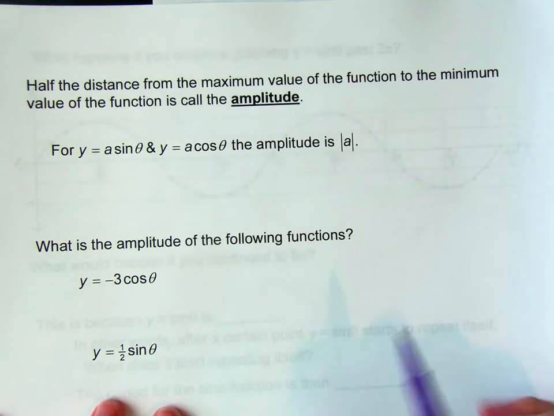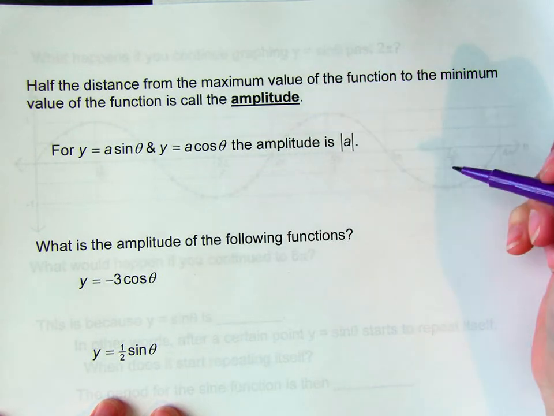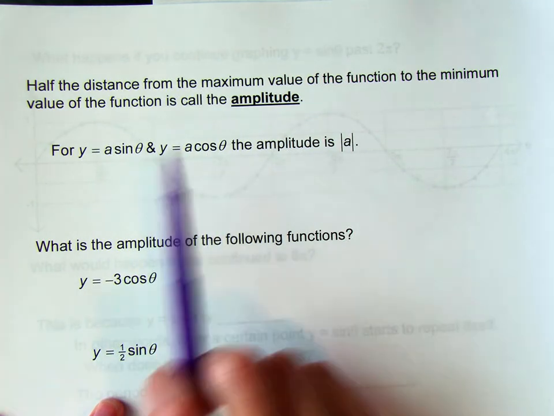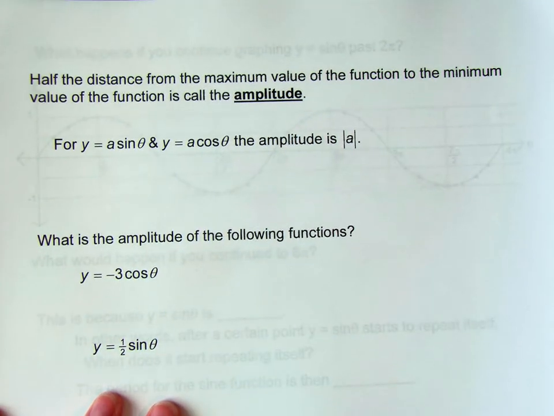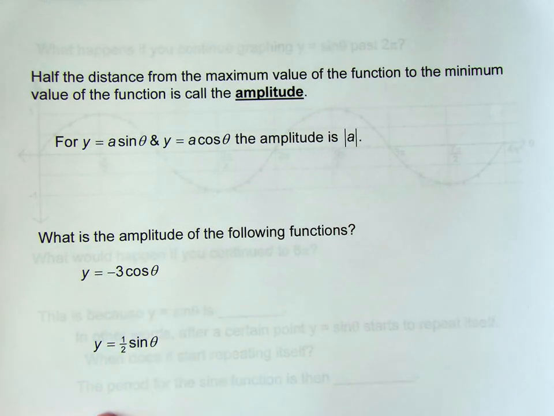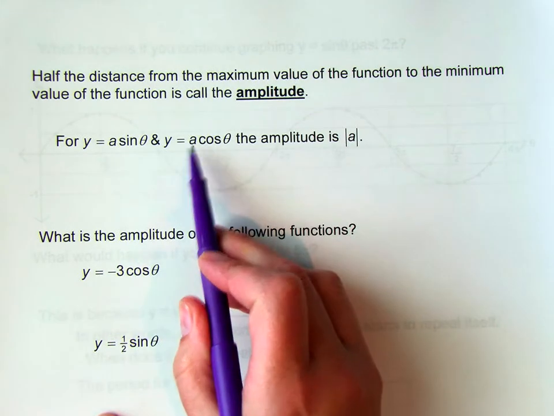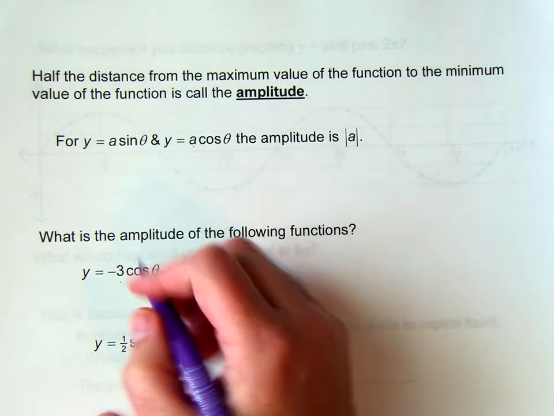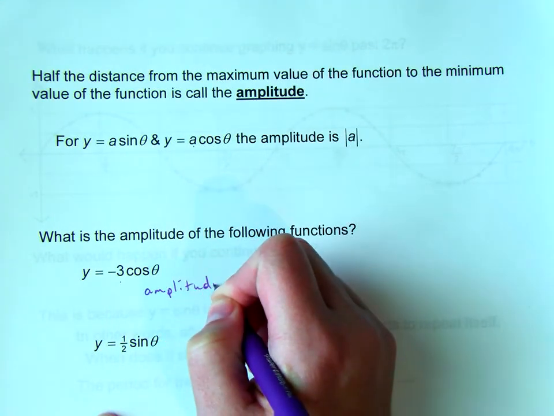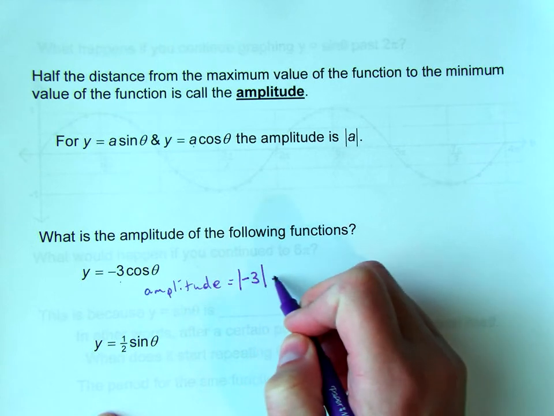Half the distance from the maximum value of the function to the minimum value of the function is called the amplitude. For y equals a sine theta and y equals a cosine theta, the amplitude is the absolute value of a. So in this case, y equals negative 3 cosine theta, we want to know the amplitude. Well, our a value is negative 3. So our amplitude is equal to the absolute value of negative 3, which would be 3.